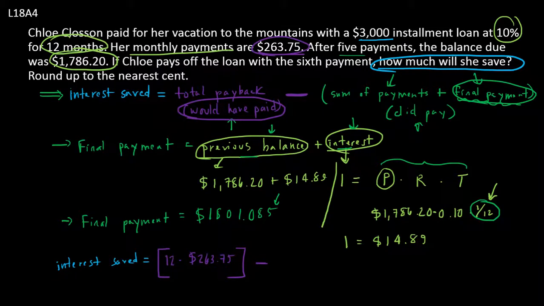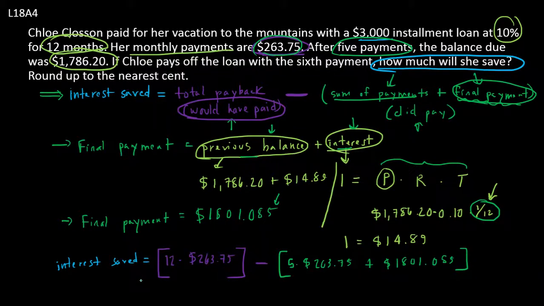We're comparing that to what she did pay. So first, that includes the sum of the payments. So the sum of the monthly payments she was making. So how many did she make? She made 5 payments. So she made 5 payments of that monthly rate, $263.75. But she also made that final payment of $1,801.085. So now we have our entire formula set up. It's just a matter of executing it.